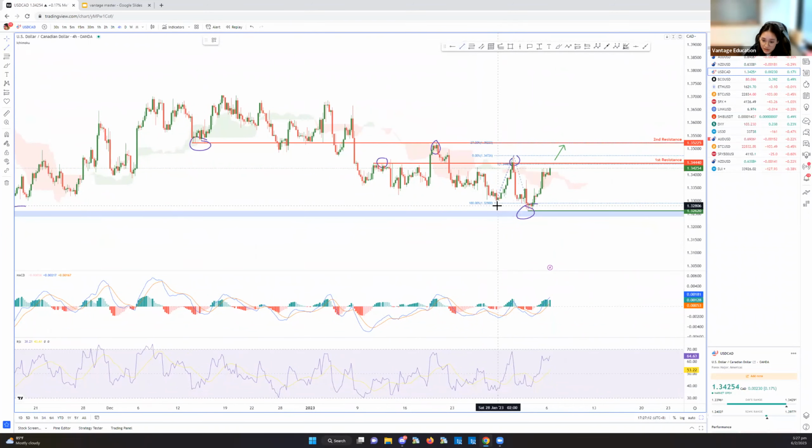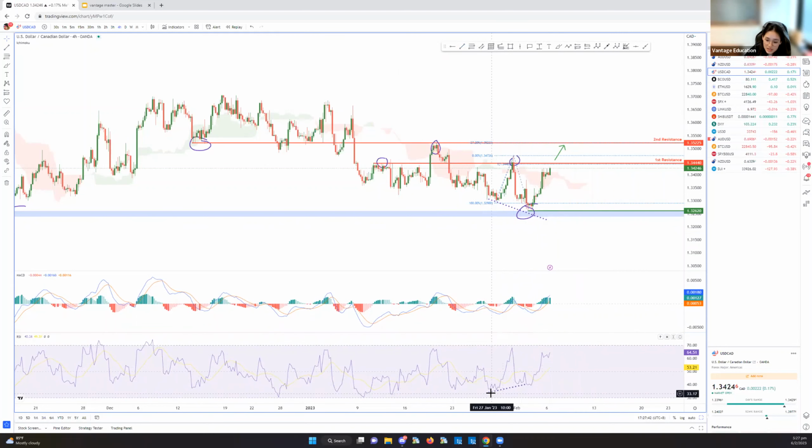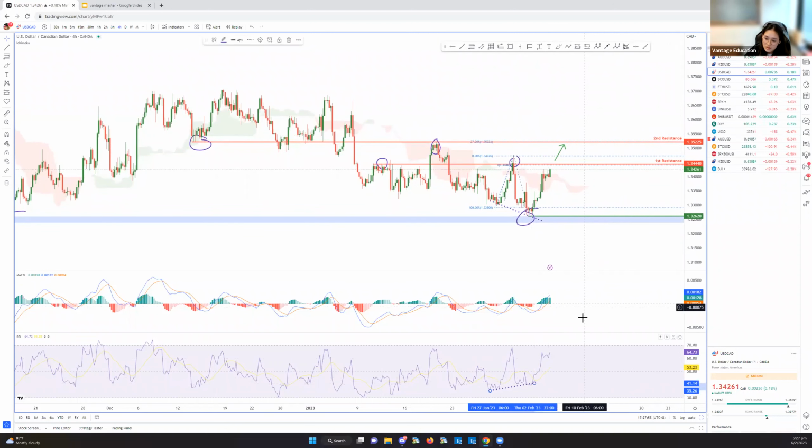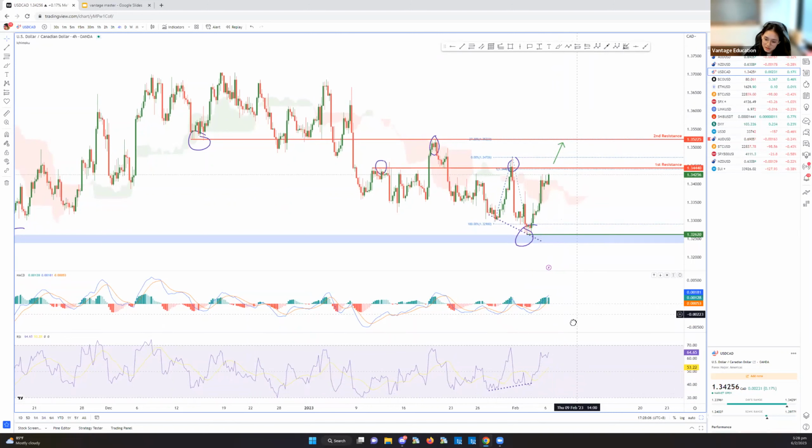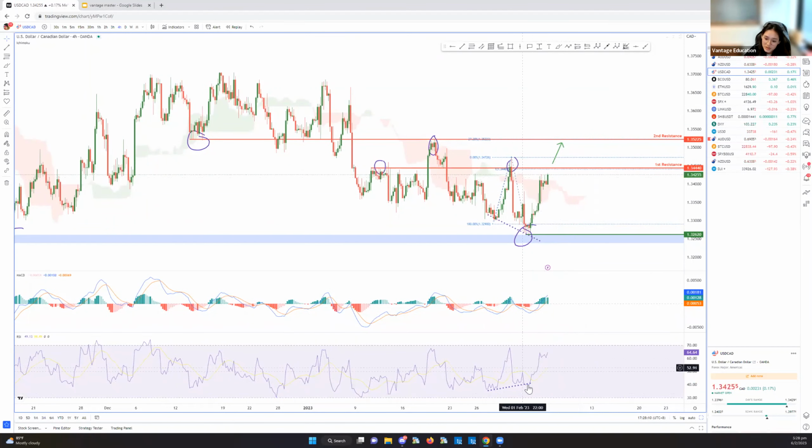Now for RSI, we can actually see a bit of a divergence over here. Let me just change the color so it's clearer. You can see from the purple dotted line, on our RSI there is an upward trend line, whereas on our chart, price has a decreasing trend line. These are one of the clues that you can use to see whether there is an upward pressure. In this case, we can see price did increase from this level over here.